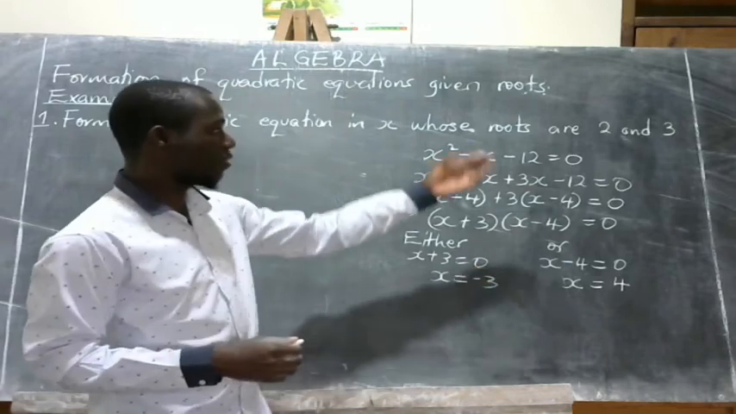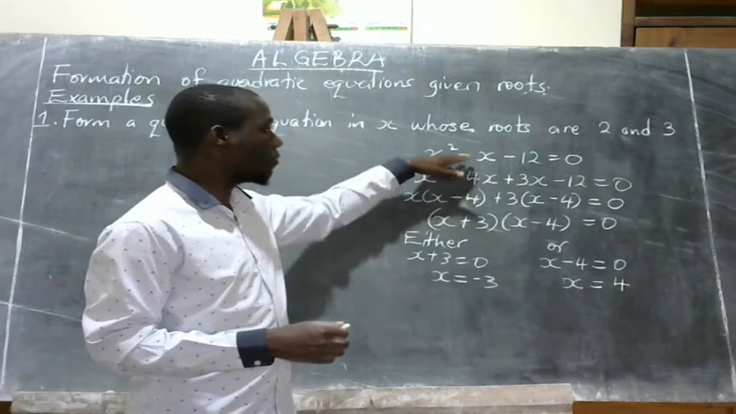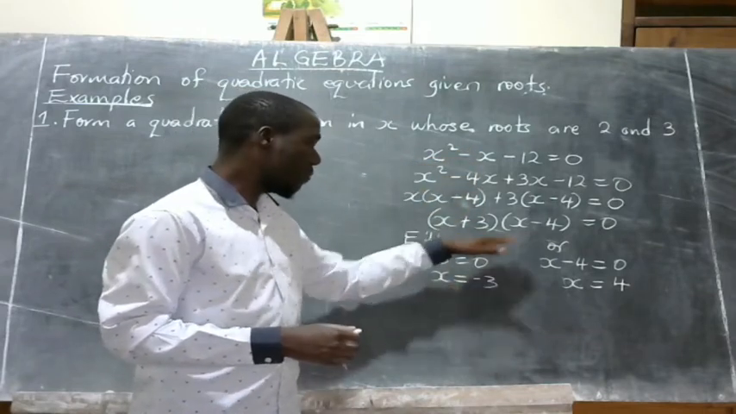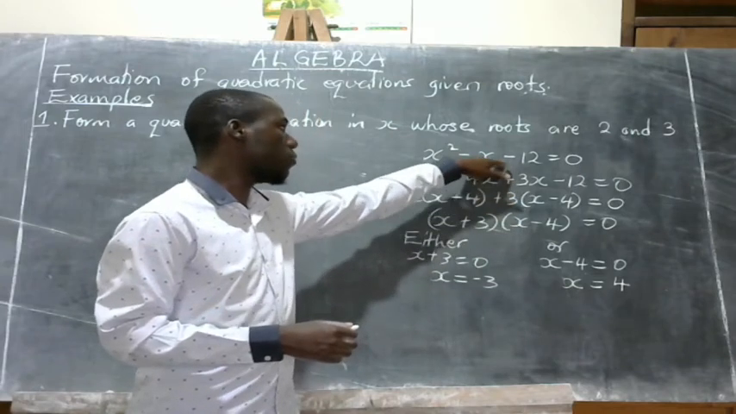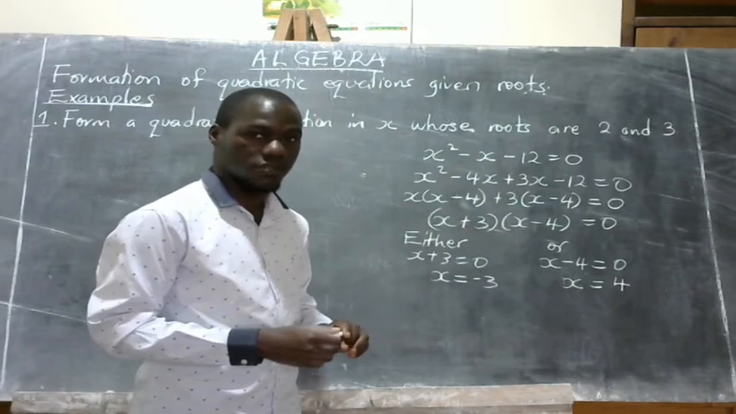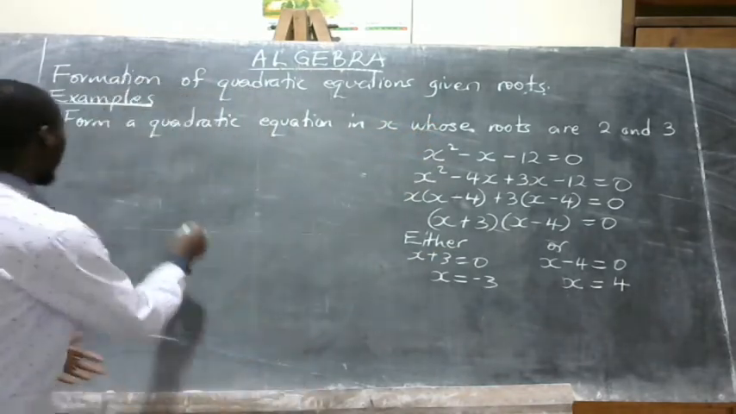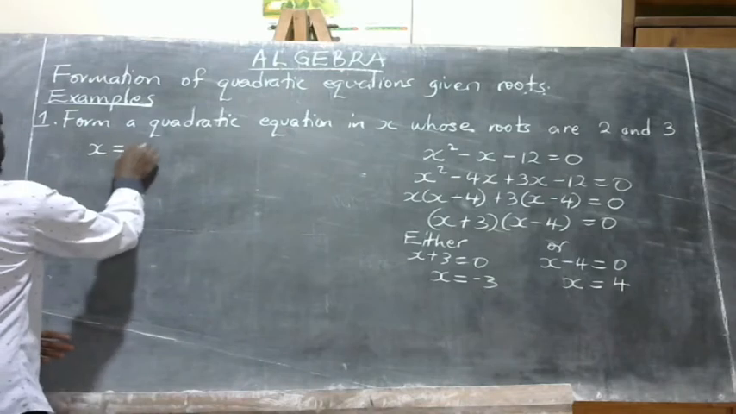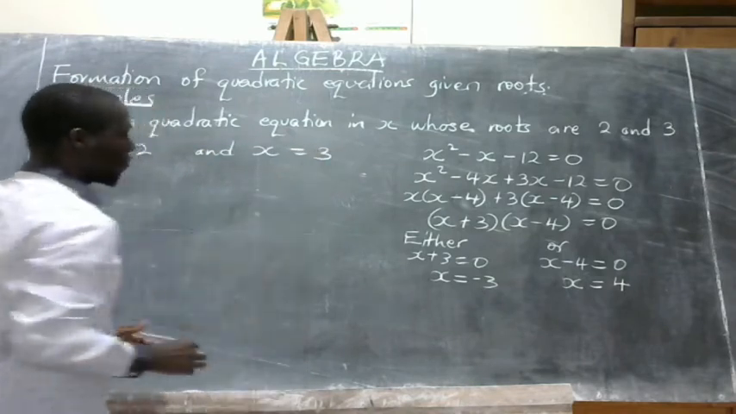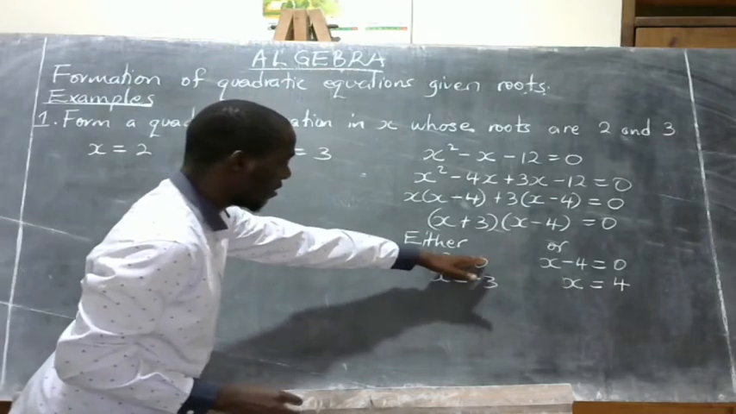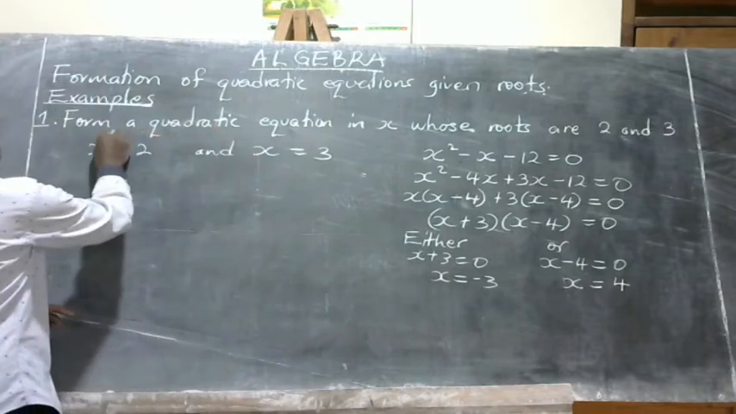Now here we are going to be given these answers, then we form the quadratic equation. In other words, we are going to be doing a backward step until we get to the quadratic equation. This one, example 1, the solutions: one is 2 and another one is 3. The backward step here is to take the solutions back. So even here I'm going to take the solutions back.